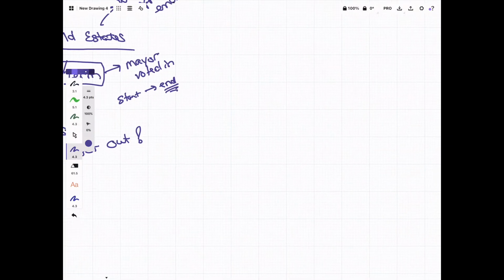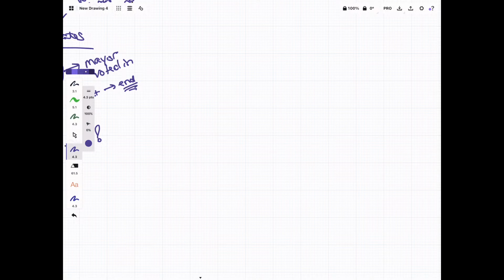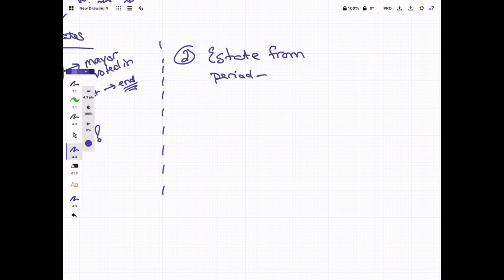We'll go this way, I suppose. Number 2 is an estate from period to period, or a periodic estate. And what this means is it auto renews.